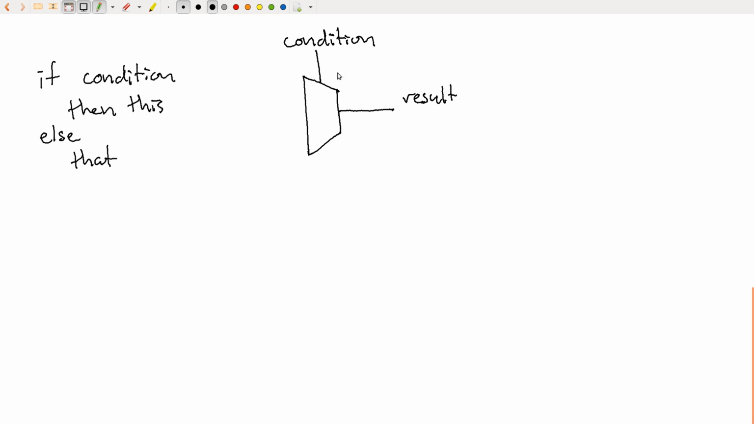So depending on the state of condition, right, so this should be some kind of Boolean equation, just like in an if statement in computer code. And then we can put our 2 inputs here as the 2 possible values for the result. So we have this and that. And so depending on the condition, we can pick this or that, but not both, just one or the other, and then apply that to be the result.